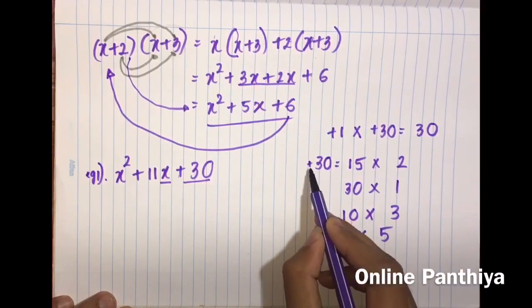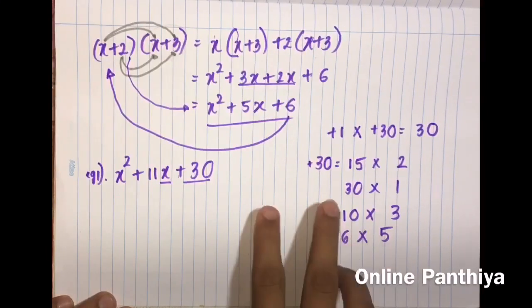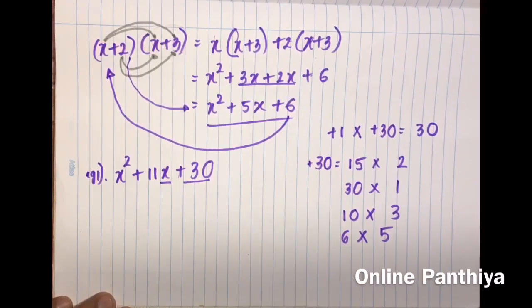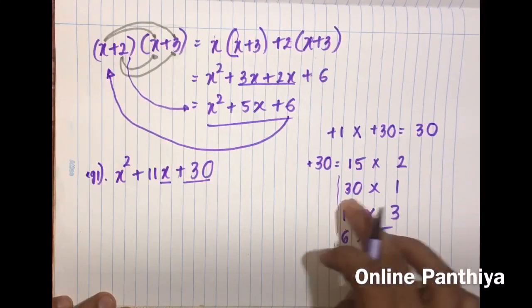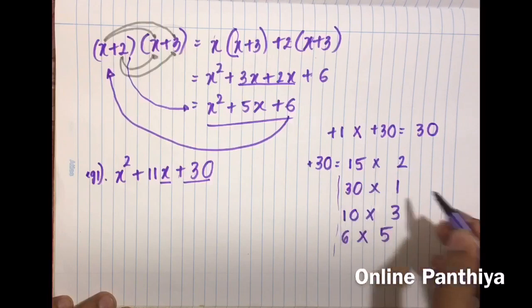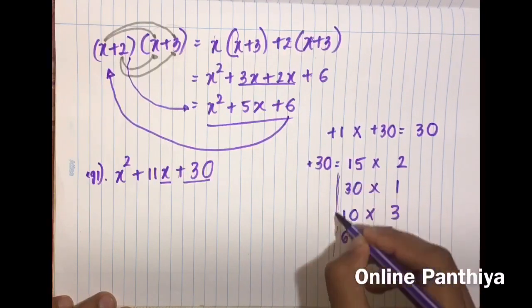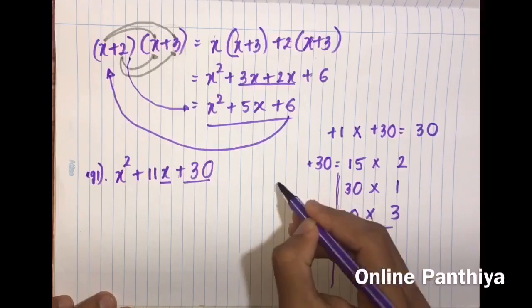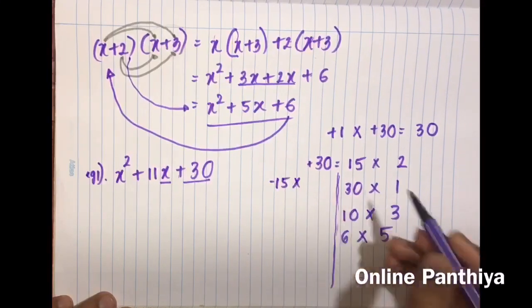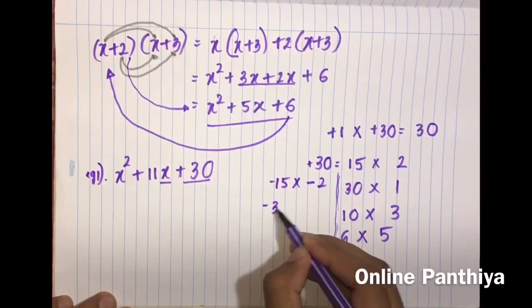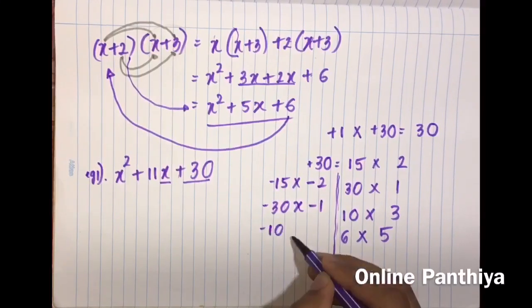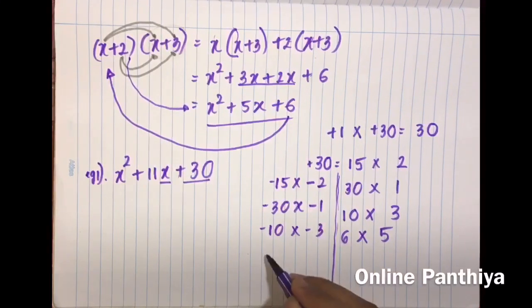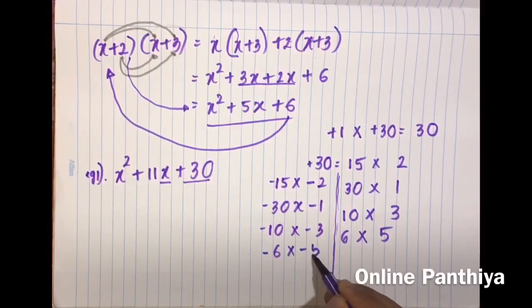Also you can get this plus 30 by multiplying two negative numbers. Now you have to include them also here. Understand how to replace? You will get all these factors, but instead of plus you will have to write minus. So I'll write that also here. You have to always write it in one column. I'll write it here: minus 15 into minus 2, and also minus 30 into minus 1. Next is minus 10 into minus 3, and also you can take minus 6 into minus 5.